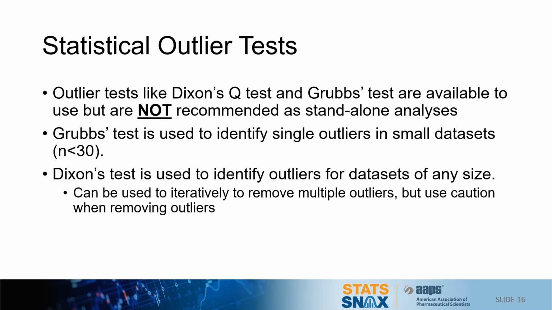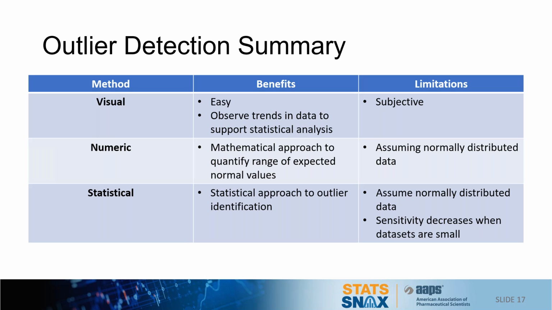It is not recommended to use statistical outlier tests as a standalone analysis for the inclusion or exclusion of an outlier. One should use multiple methods and have sound justification for removing outliers. If using statistical outlier tests, use them in conjunction with visual aids and scientific rationale. Using them as a standalone test is not recommended.